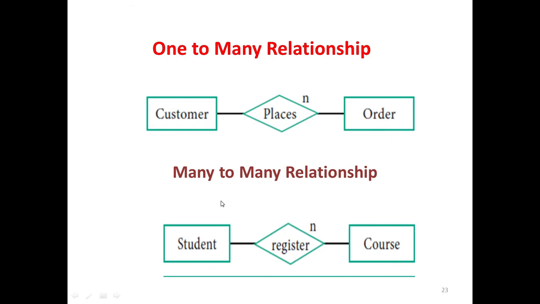And then many to many relationship. It means after plus 2 you do one course, you just register for your course. The student name can be given, and then what course you select, for example BCom or BBA, whatever. It is a many to many relationship. It's an example. One to many means customer, place, order. Many to many relationship means register, student, course.